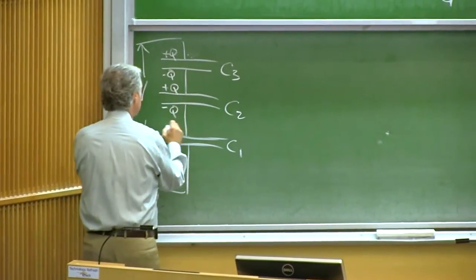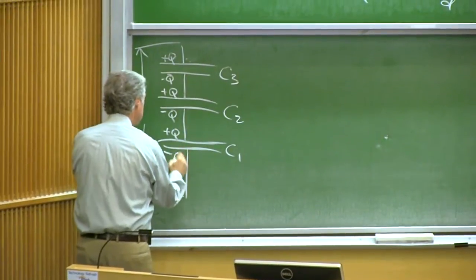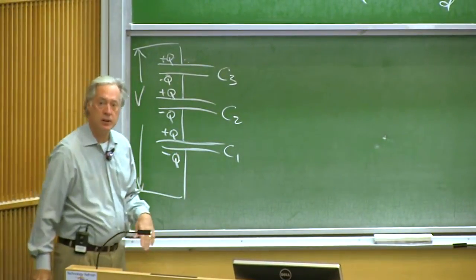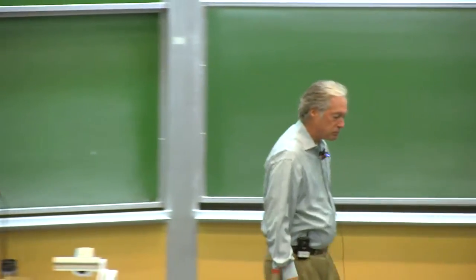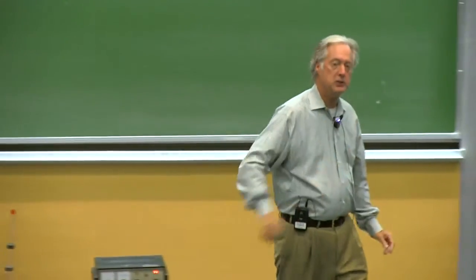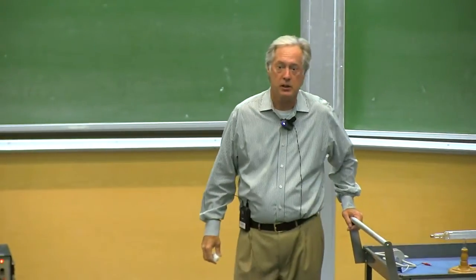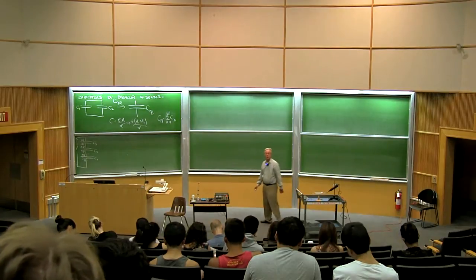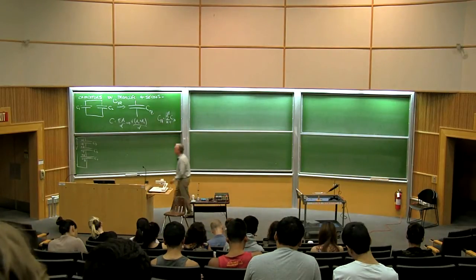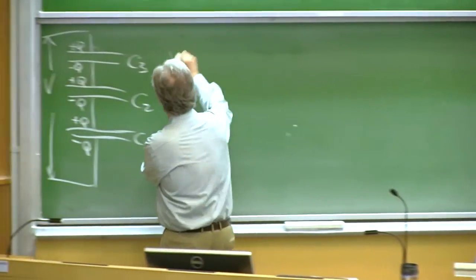Similarly, as we go on down, the same logic would give you this arrangement all the way through. Now, the voltage across each capacitor is not the same here, whereas in the parallel one, the voltage across both capacitors was the same. So we have a V1, a V2, and a V3.